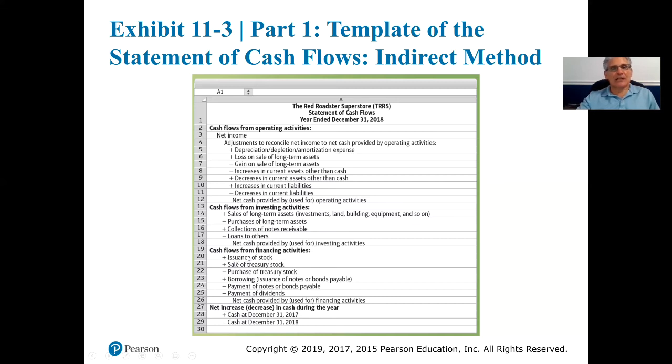The last section, cash flows from financing activities. What do we have? We have the issuance of stock that will have a positive impact to the statement of cash flows under financing activities. The sale of treasury stock is going to have a positive impact on cash. The purchase of treasury stock will have a negative impact on cash. The borrowing or issuance of notes or bonds payable, that's going to have a positive impact on cash. The payment of notes or bonds payable will have a negative impact on cash. And the payment of dividends will have a negative impact.